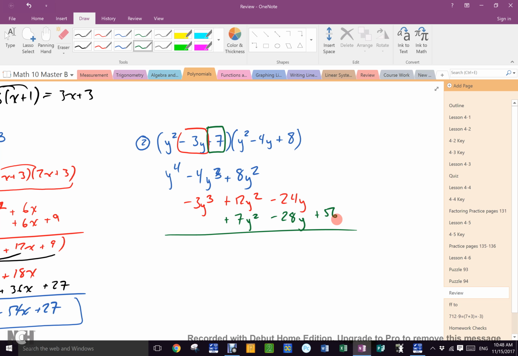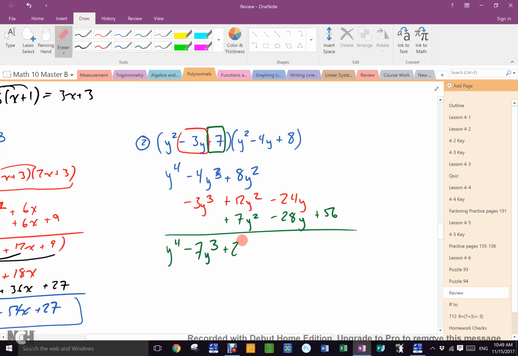Positive 2. If you don't have those answers immediately in your head, should you be attempting to add this up in your head? No. What should you be using? Calculator. Y to the 4th, nothing adds. Negative 3 and negative 4 is how many negatives? Negative 7y cubed. 8, 12, and 7 is 28y squared. Negative 24 and negative 28 is what?